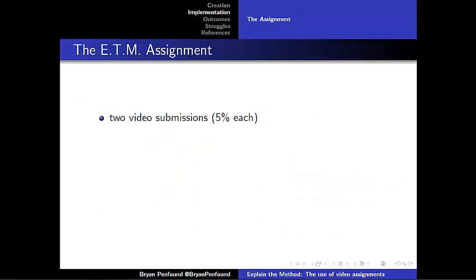So let's move into the implementation. What does the Explain the Method assignment look like? Last semester, I had students submit 2 video assignments. They were about 5 to 7 minutes long, and I weighted them as 5% each. The students had 3 choices for each of their video submissions, and I only required them to do one of these choices per submission.